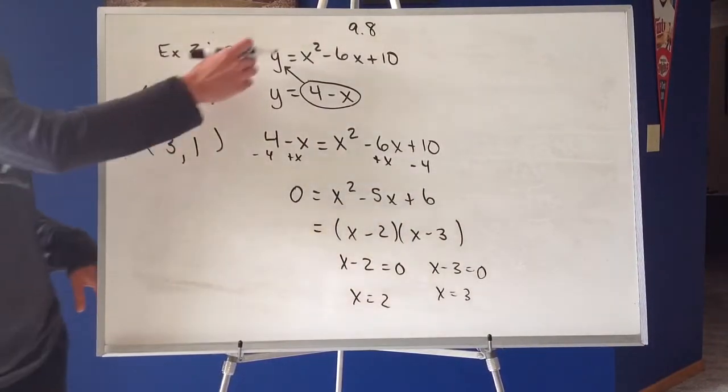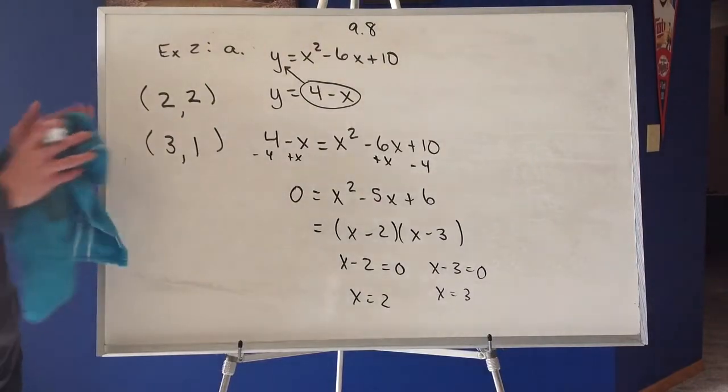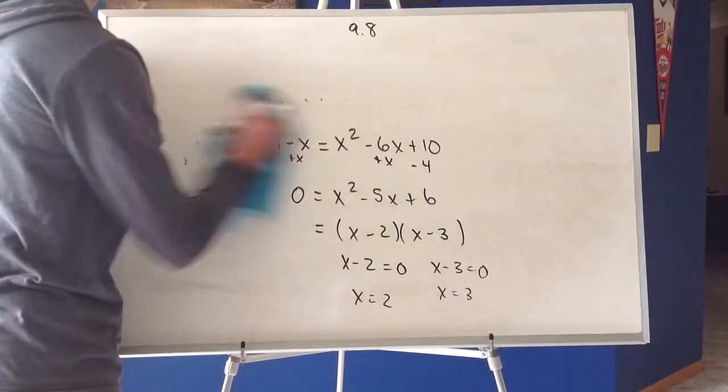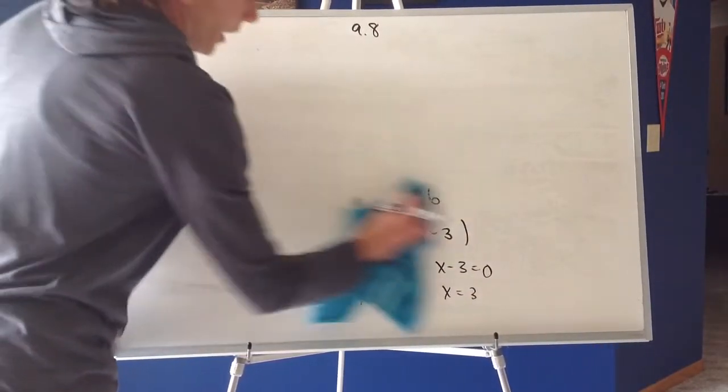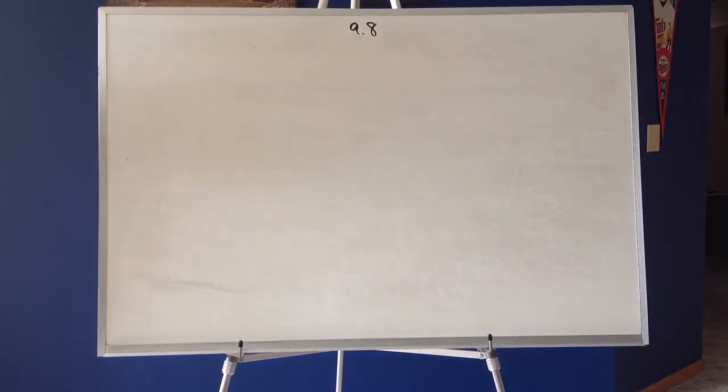So if you were to graph these on the calculator, that's where you should see them intersecting each other. Again, if they didn't, then we would have made a mistake somewhere. We'll do one more by substitution, and then we'll look at the elimination method.